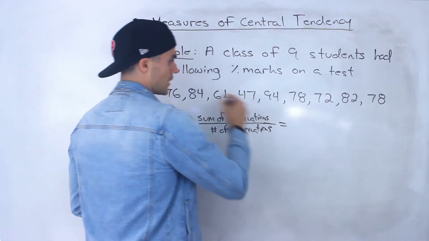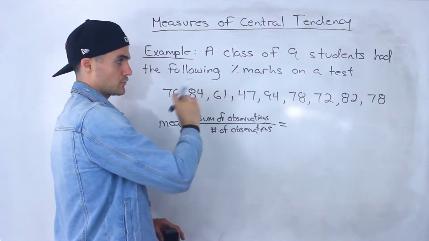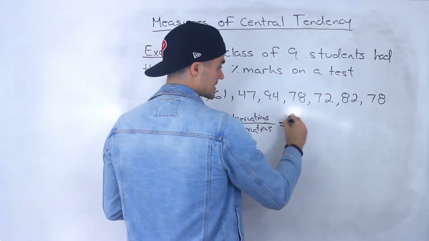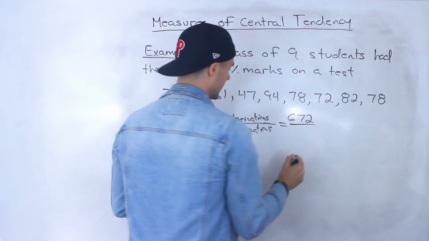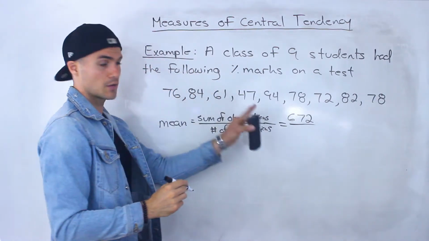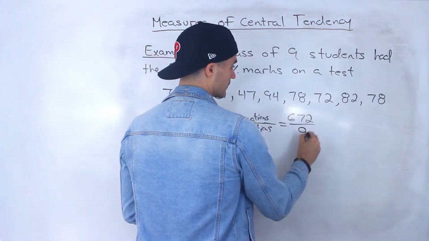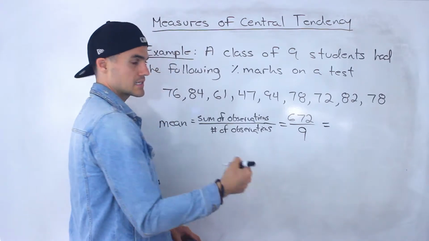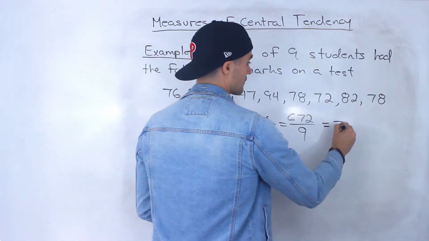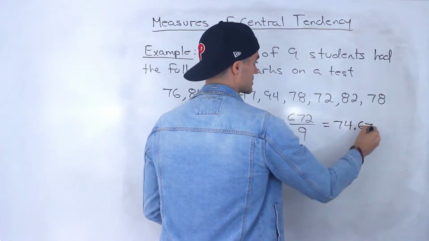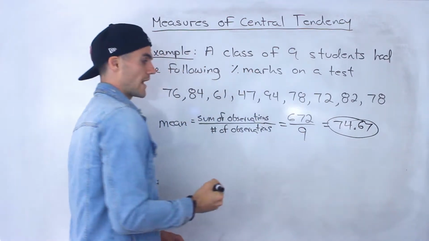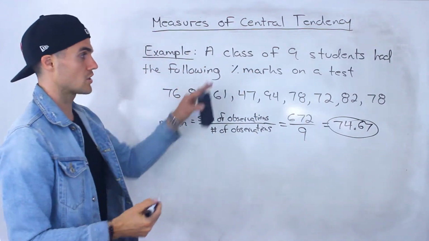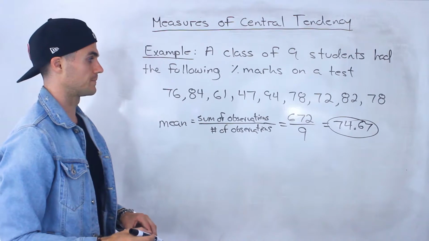So the sum of the observations in this example, if you summed all these up, you would end up getting 672. And divided by the number of observations is 9. We're looking at 9 marks. 672 divided by 9 would give us 74.67. So that is the mean or the average of this data over here.